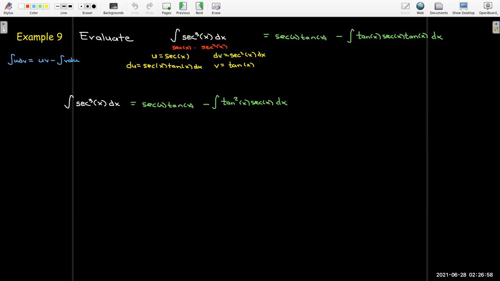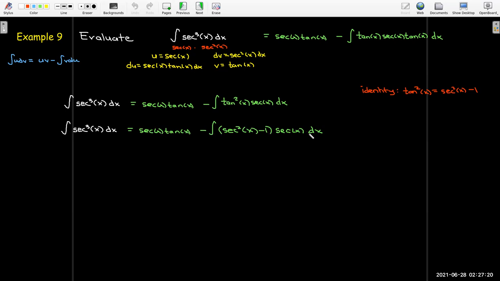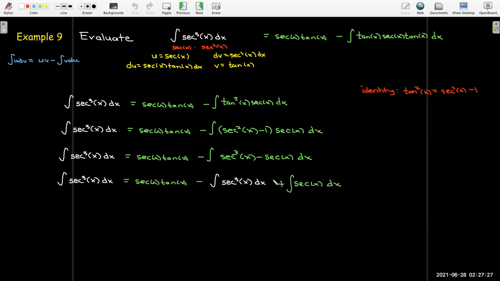And at this point, there's really a couple of options I could pursue. What I'm going to do is make use of one of our trig identities, that tangent squared x is secant squared x minus 1. So I'll replace the tangent squared x with secant squared x minus 1. Go ahead and distribute the secant x and break that up into two integrals. Remember, I have this minus a minus, so that's why this becomes a plus. And I see a situation that we've seen in two other examples where I have the same integral on the left-hand side and on the right-hand side, but with a minus sign. So I can go ahead and add the integral of secant cubed of x dx to both sides.